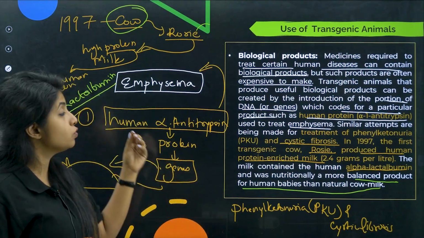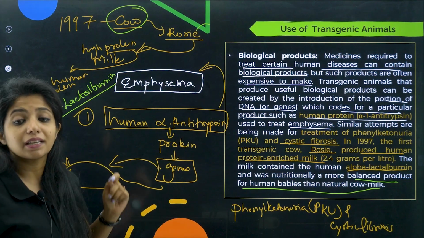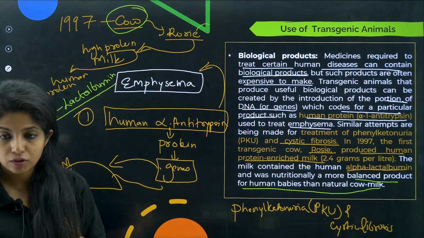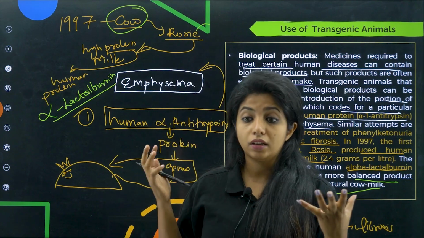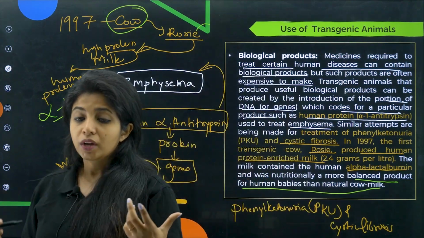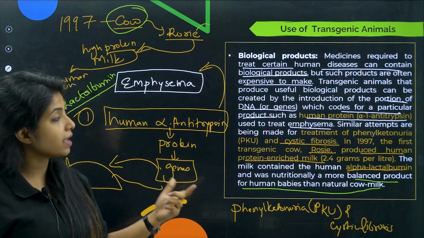She was able to produce high protein milk, and this is a human protein, alpha-lactalbumin, which is found in human beings. So basically this can be given to human children. Obviously it has more nutritional value. Now these biological products were also used to treat phenylketonuria and cystic fibrosis.